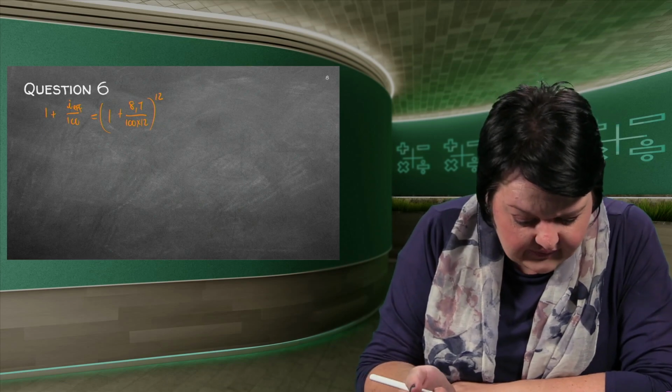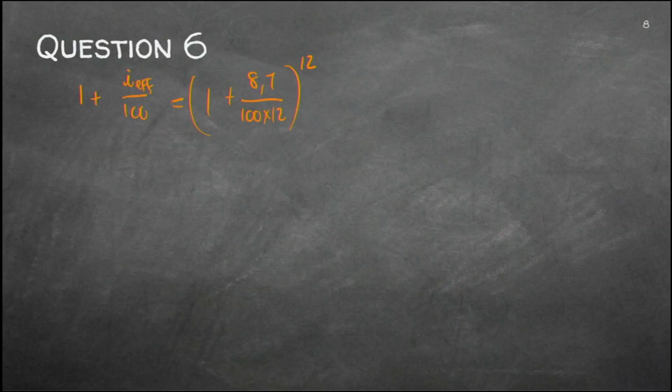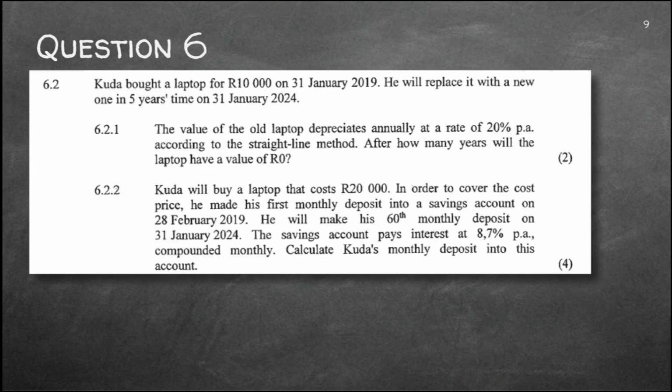And now I need to solve for i effective. And you would simply get that your i effective is equal to 9.06%, always a bit higher than your nominal interest rate. And that's it for the first part. Let's look at the next part.